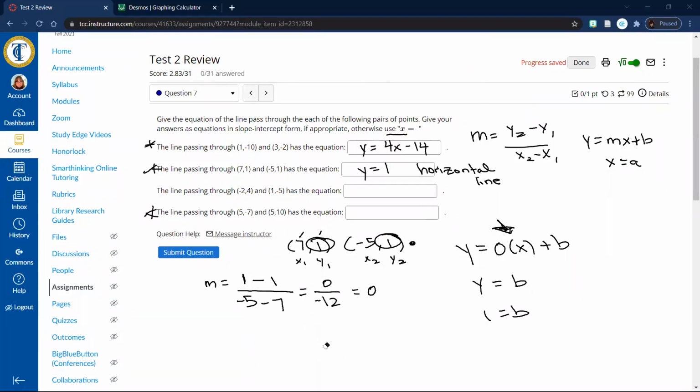I guarantee you guys, they will try to trick you with this one. So it's really important to know which one's which. And here's going to be why, and I'm going to do it in a different color. Let's go ahead and do this next one, which is 5, -7, and 5, 10 as our points.